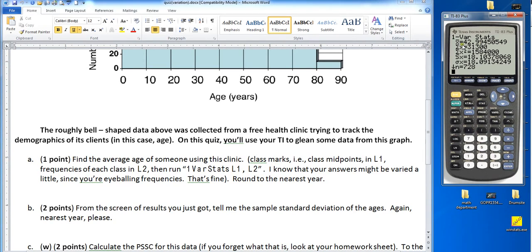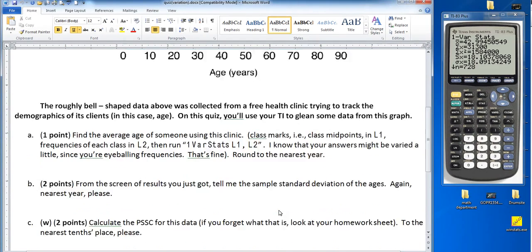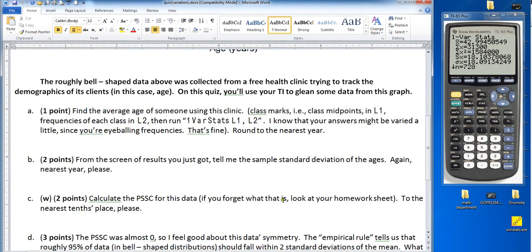I get about 43 years of age. So there's your first result there from 728 respondents. From the screen, give me the sample standard deviation. Looks like about 18 years, plus or minus 18 years. Okay. The PSSC, which is the Pearson second skew coefficient.